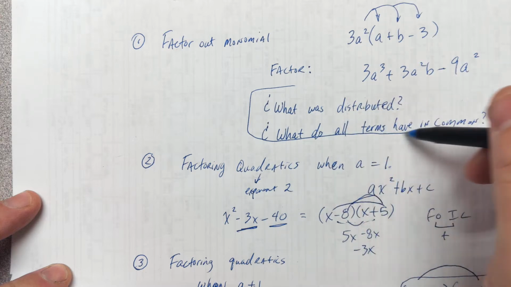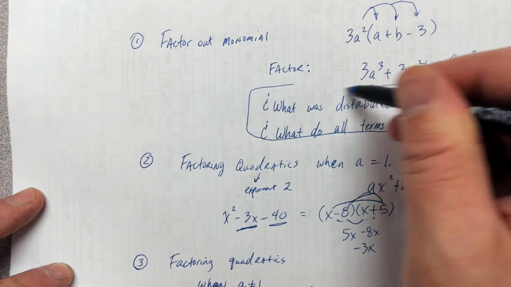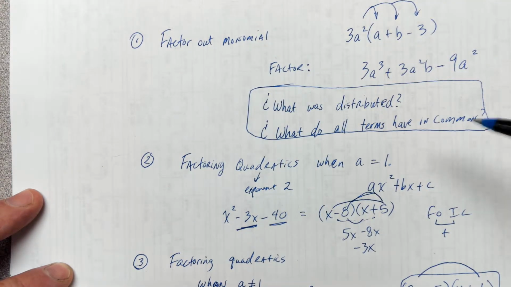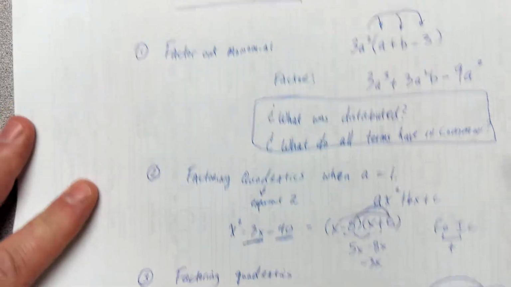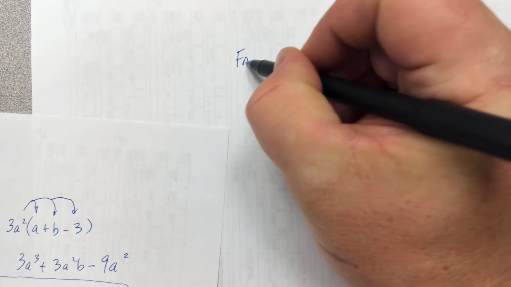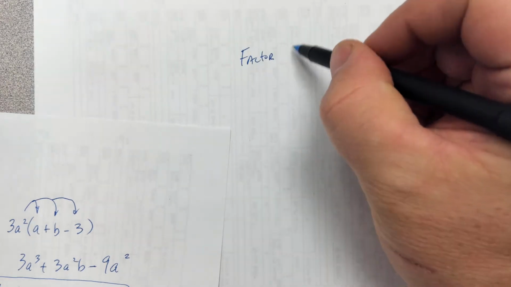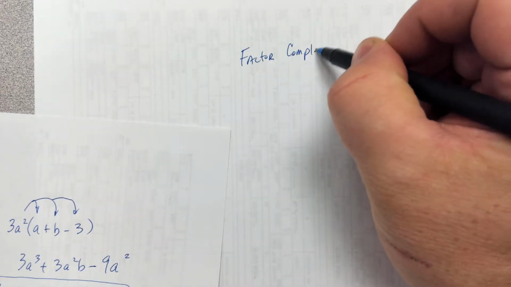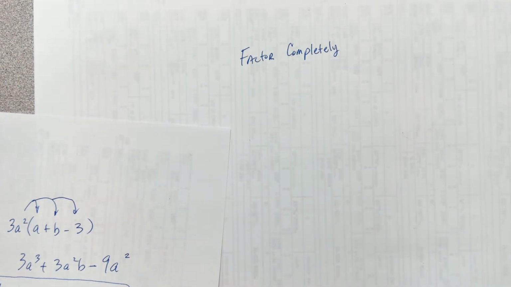Okay. So we're going to do this one first, right? Here's the thing. That's the thing you have to keep in mind, okay? What was distributed, or what do all of the terms have in common? So, Mr. Cuevas, on a test, these are either just right or wrong. The instructions will say factor completely. And what that means is basically undistribute.